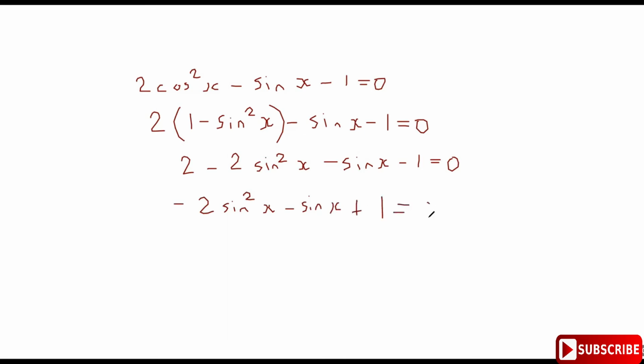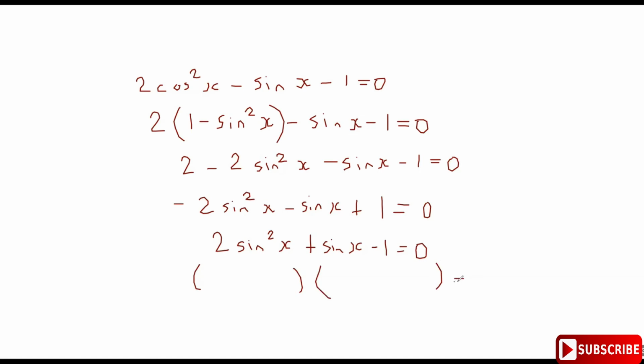Now we never like to solve a quadratic with the coefficient of x squared negative. So we multiply through by negative 1 to get 2 sine squared x plus sine x minus 1 is equal to 0. That is it. Now let us go ahead and factorize.